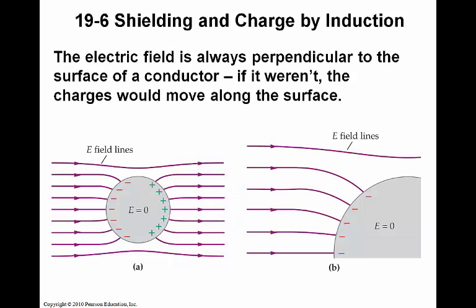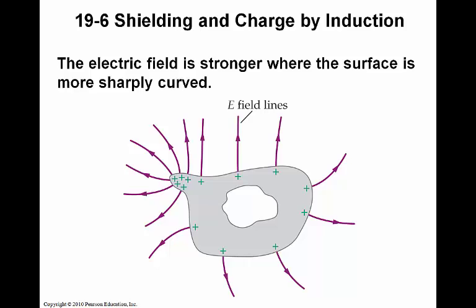Also, remember, the electric field lines are always perpendicular to the surface of a conductor. If they weren't, the charges would move along the surface. And if the surface has a sharp point, you would have an accumulation of more charge, so the field lines would be grouped tighter and the field would be stronger at that point.